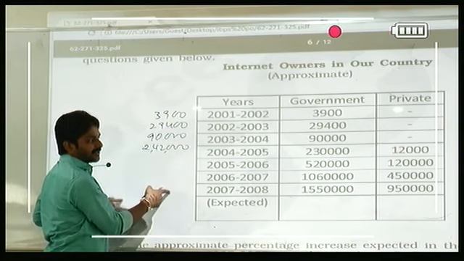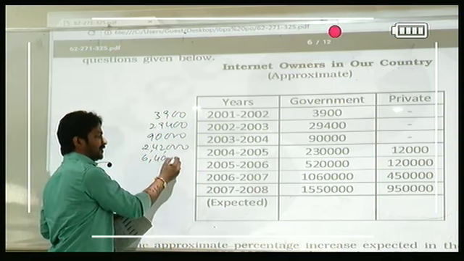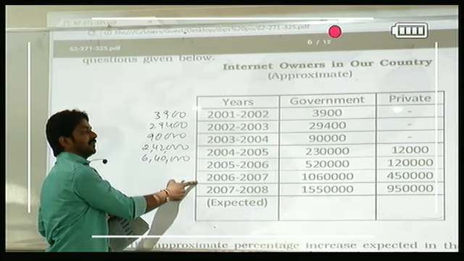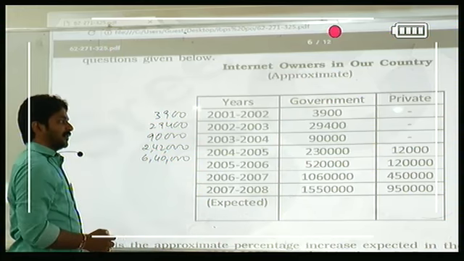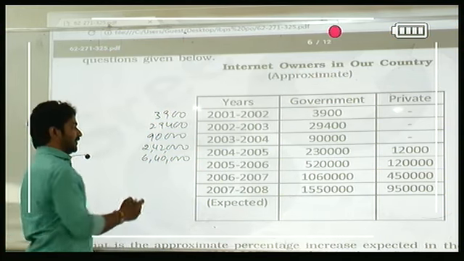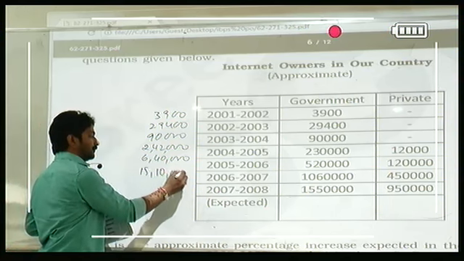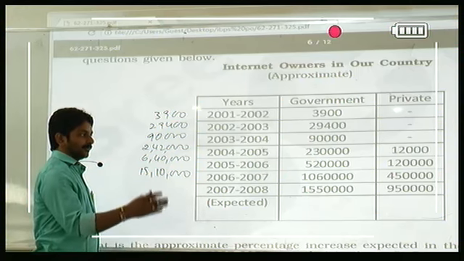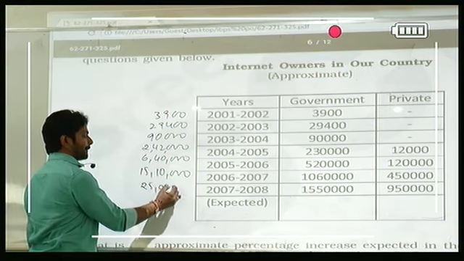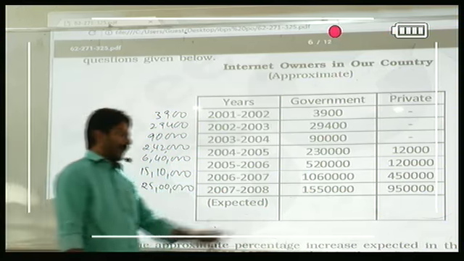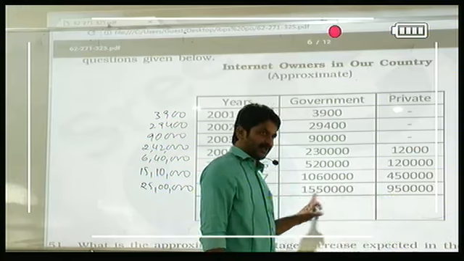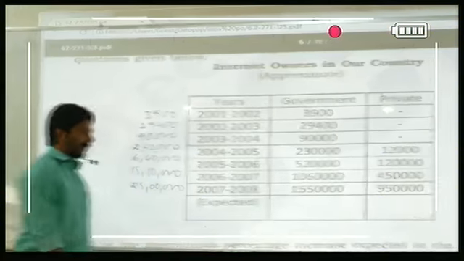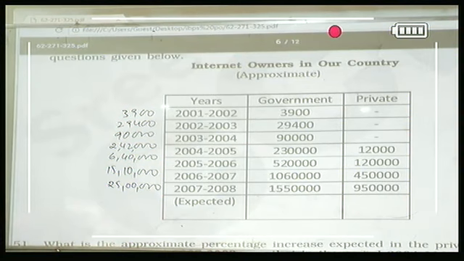2,42,000. Next, 6,40,000. Next, 15 lakhs. Next, 25 lakhs. Add 50,000 to this number, it becomes 10 lakhs. Here we have 15 lakhs, total 25 lakhs. Now, what is your question? In which period the percentage increase in the total number of internet users is least? Least increase, right.